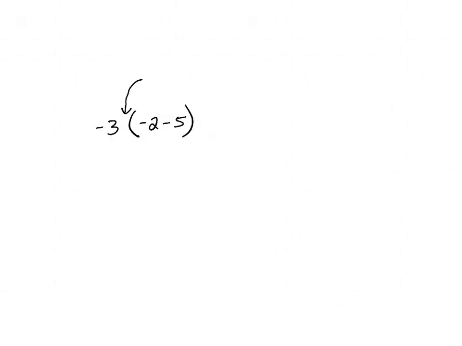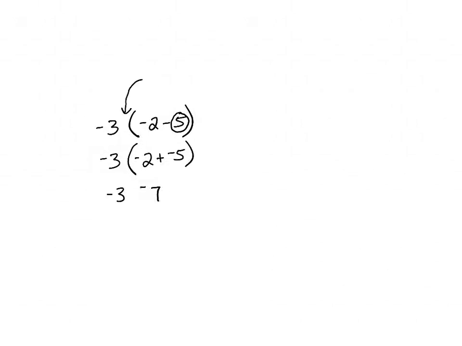So I'm going to recopy what I have, but I'm going to do what's inside the set of parentheses first. Since it's subtraction, I'm going to change that from subtraction to addition by adding the opposite of that second number. That second number is a 5, so I need to add a negative 5. So inside the set of parentheses, I have negative 2 plus negative 5. Now I'm going to use the rules for adding, and the rules say that if the signs are the same, I'm going to add the numbers together. 2 plus 5 is equal to 7. I'm going to use the same sign. So inside that set of parentheses, I have a negative 7.